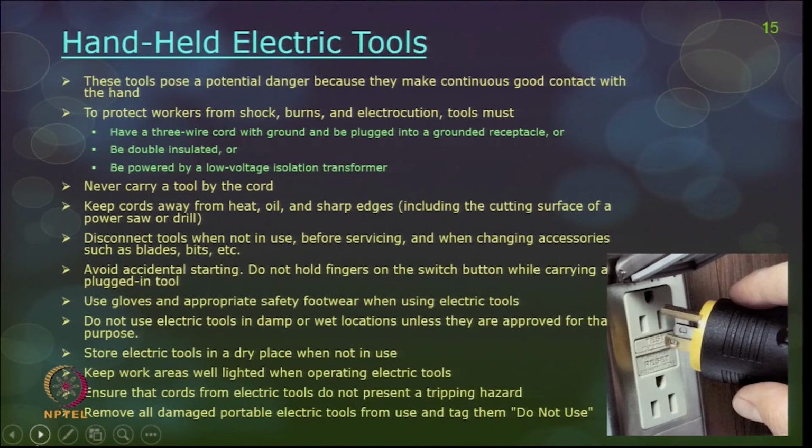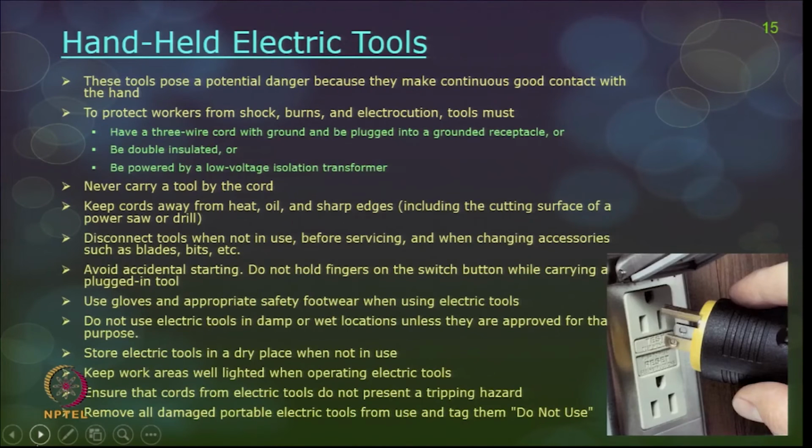Okay. So, with regard to hazards, we have seen underground utilities and overhead power lines. Now, handheld electrical tools. Most of these construction workers use handheld electrical devices which are generally in contact with the hand until the equipment is in usage. So, these tools pose a potential danger because they make continuous good contact with the hand. So, to protect workers from shock, burns or electrocution, these tools must have a 3-wire cord with ground and be plugged into a grounded receptacle, or be double insulated, or be powered by a low voltage isolation transformer.